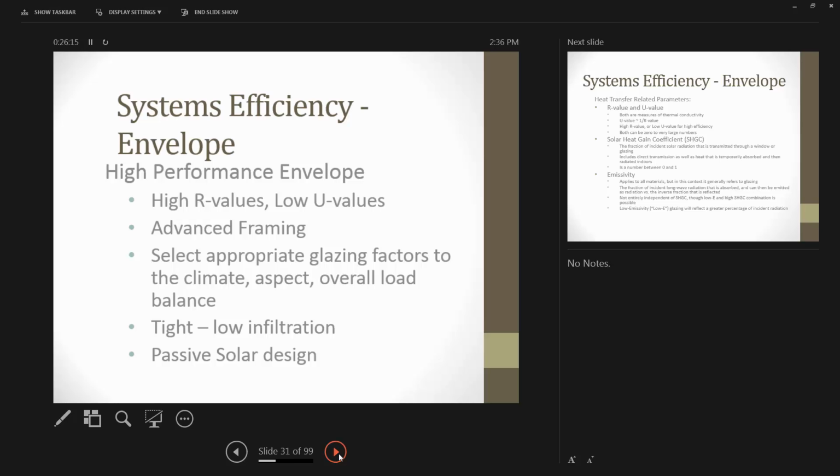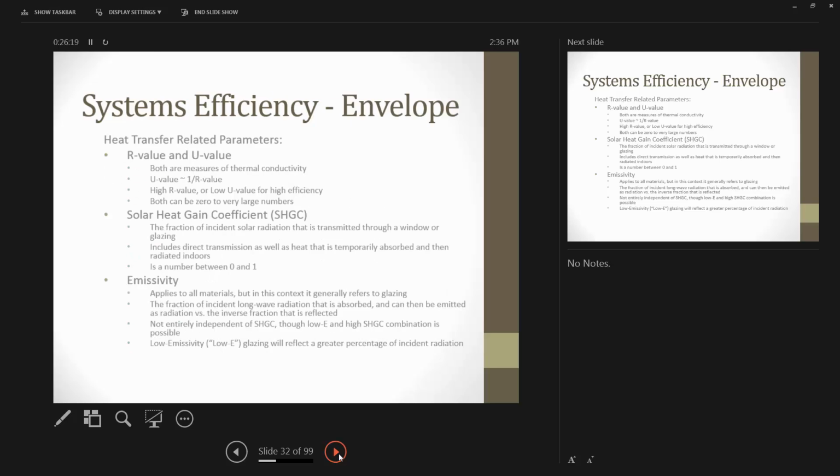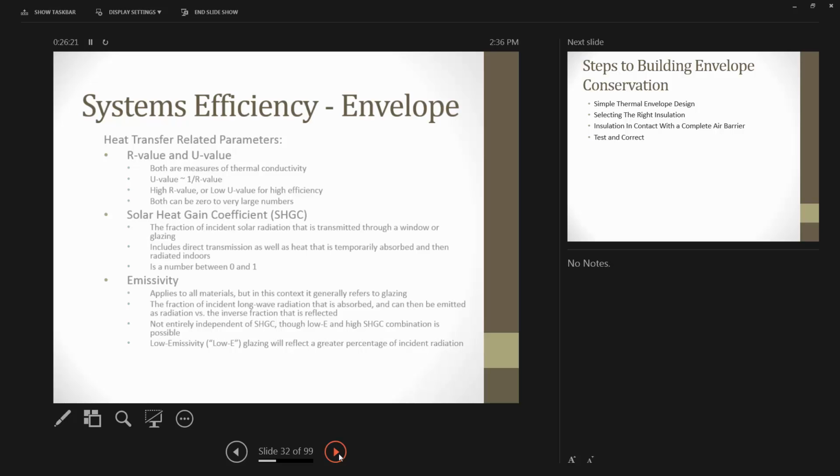So, basic overall strategies for the envelope: high R, low U, advanced framing. We talked about this before. I think we should have gone through all of this already.